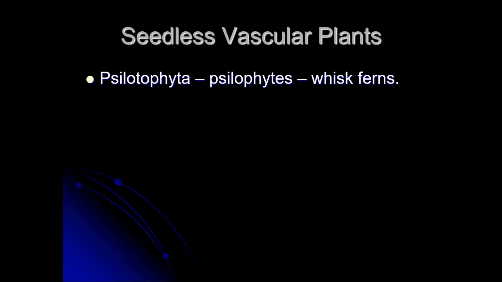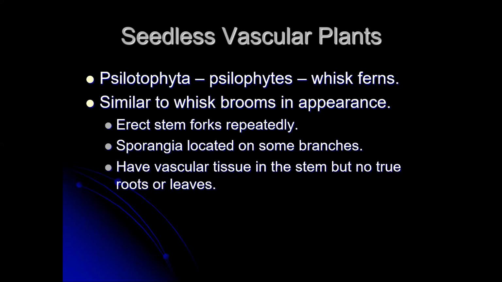So, first phylum, Psilophyta, or Psilophytes to be plural, but Psilophyta and plural common. Psilophyta is the phylum name. So, memorizing your phylum name, Psilophyta. The examples of this are your whisk ferns, and they're called that because they kind of have a whisk broom type appearance. They have these erect stems that fork repeatedly to look brushy. Their sporangia are located on some of these branches, and they have vascular tissue in the stem, but no true roots or leaves.